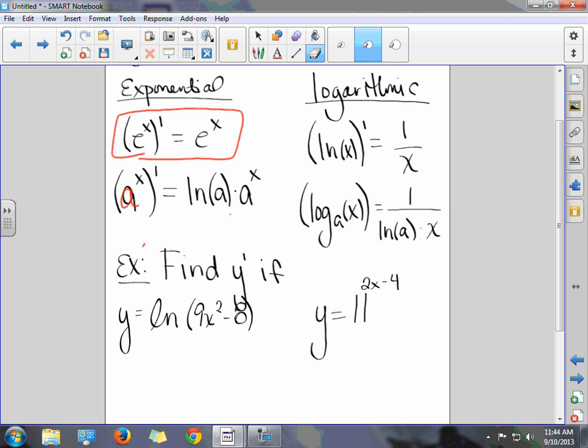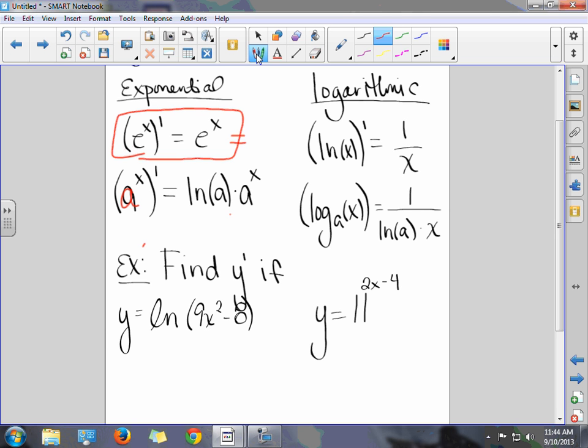Okay, but the derivative of your exponential function is ln of a times a to the x, which kind of makes sense because if I use the same rule up here, I'd get ln of e, which is 1, times e to the x, and that would just be e to the x. So it actually applies to everything. But that one's so neat, we tell you that way.